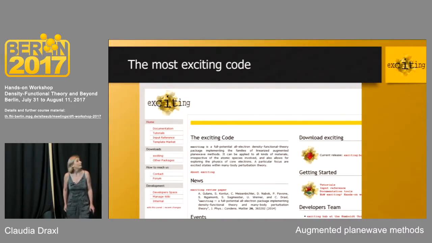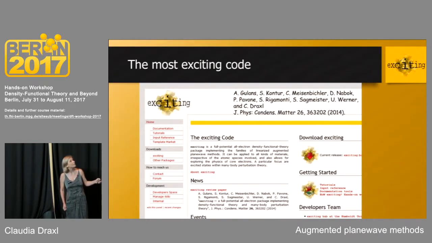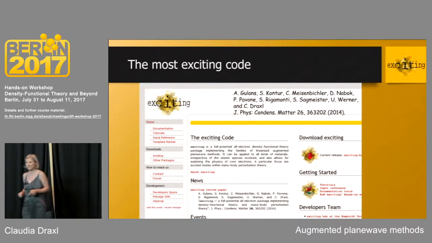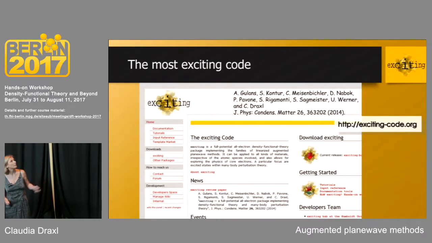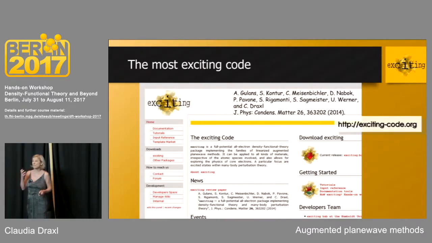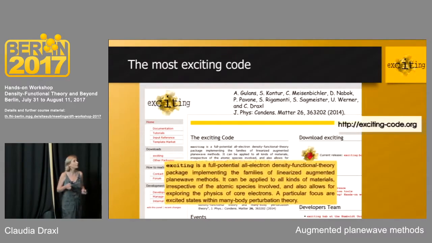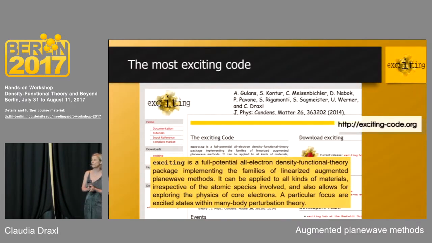The way we have implemented this methodology, you can look up in, for instance, this paper. It's the exciting code, of course, because it's called exciting. Yeah, you can also visit the web page. In essence, it's a full potential all-electron code. It implements all these flavors of LAPW, APW, and LAPW plus LO that I've described right now.